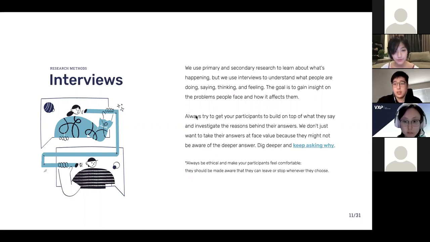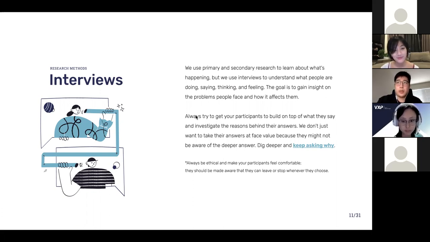This is to gain insight directly on what problems people are facing and how it affects them. More often than not, what your participants say will not give you a very detailed or in-depth answer. Your job is to dig deeper and keep asking why, and never take their answer at face value, because they might not be aware that they know more.